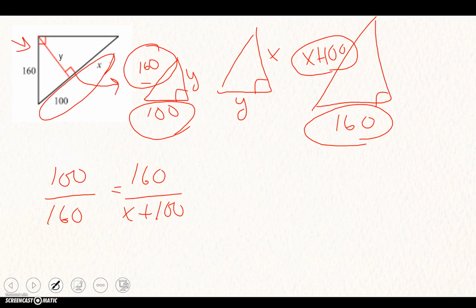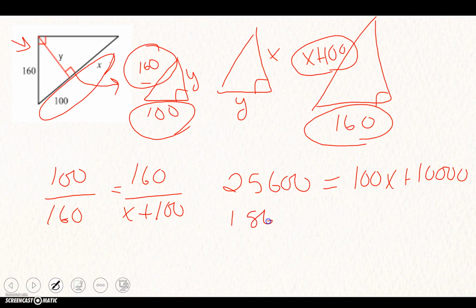So we're going to go ahead and cross multiply. So 160 times 160, we get 25,600. And then we're going to distribute through with the x. So we get 100x plus 10,000. Then from there, we're going to solve for our x. Nice and easy here. When we subtract, I get 15,600 equals 100x.